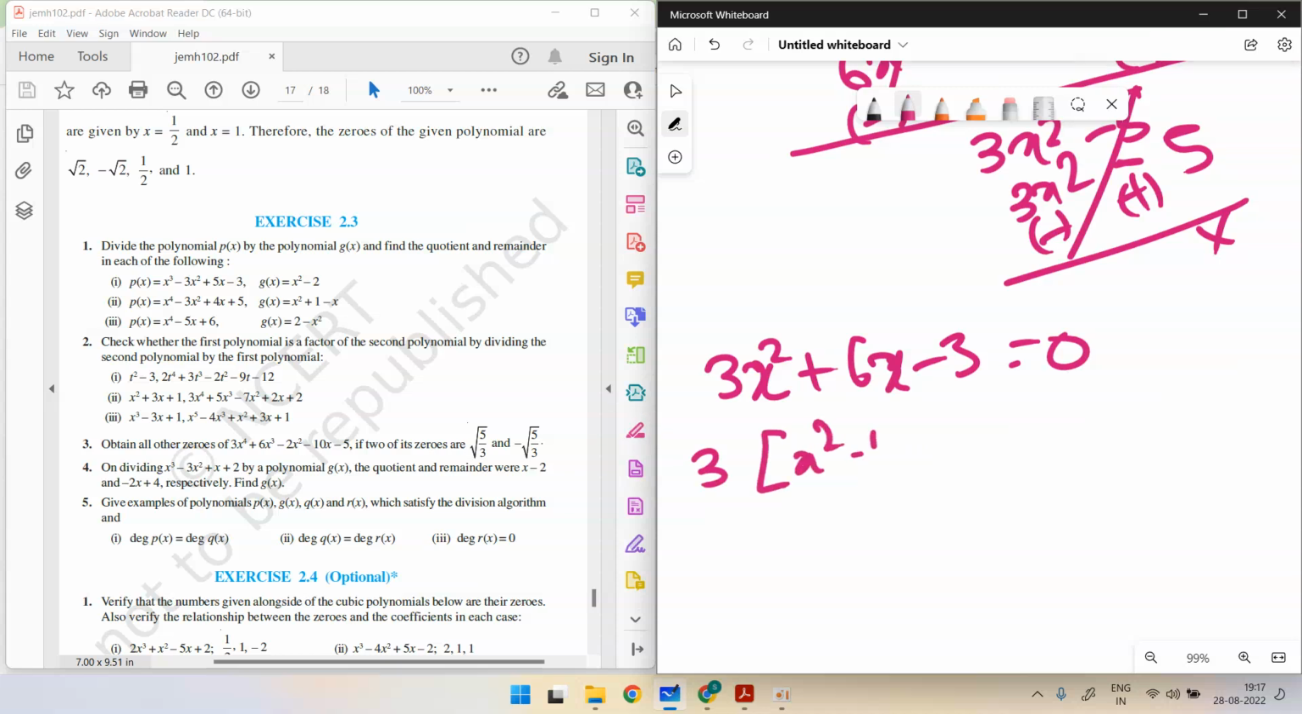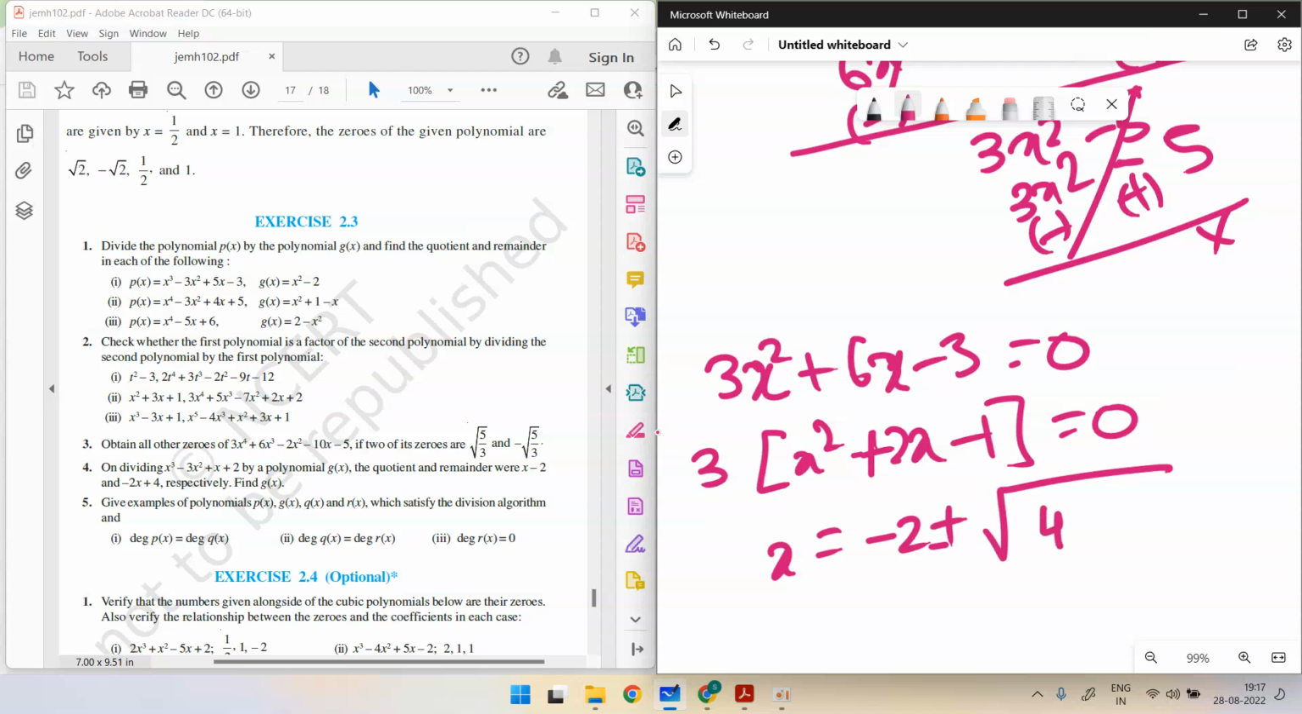x square plus 2x minus 1 equals 0. Now this is a quadratic equation, and you can't say that this is nothing but x minus 1 whole square. Now in the expression, the value of x will be minus b plus minus under root b square minus 4ac by 2a.